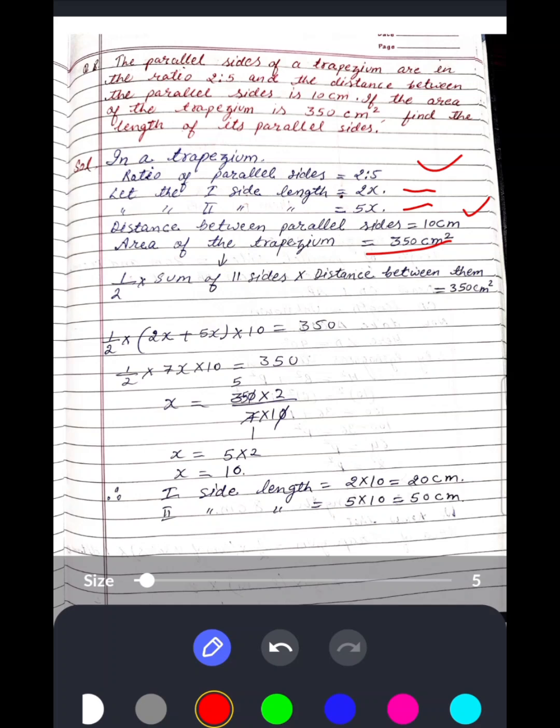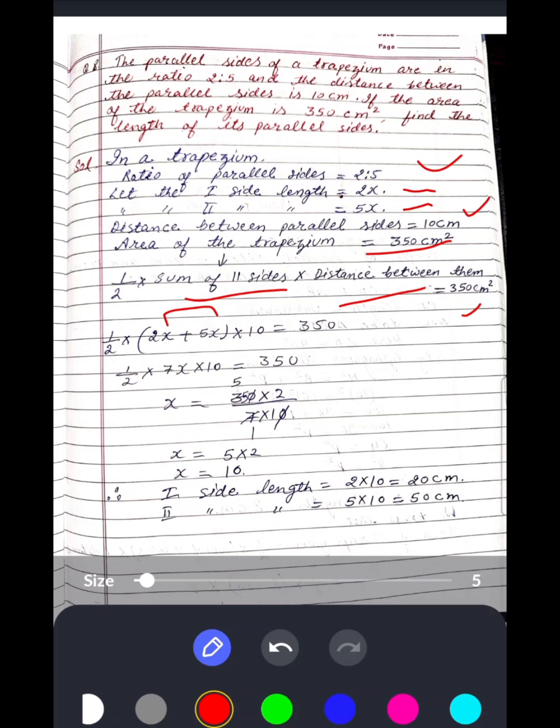Now we'll just use the formula here. So formula is half into sum of parallel sides into distance between them is equal to 350 square centimeter. So this will be half into, we'll do the substitution now. Sum of the parallel sides will be 2x plus 5x, and the distance between them is 10, which is equal to 350. So here 2x and 5x are like terms, just add both the values.